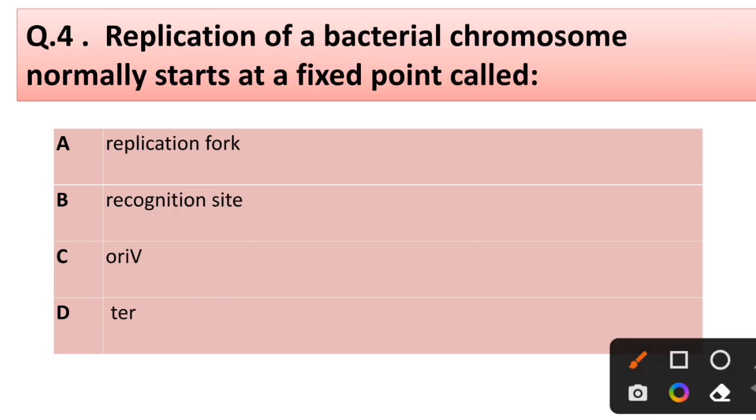Question number 4. Replication of bacterial chromosome normally starts at a fixed point called replication origin recognition site: ORI, V, ter. Correct answer is option C, ORI.